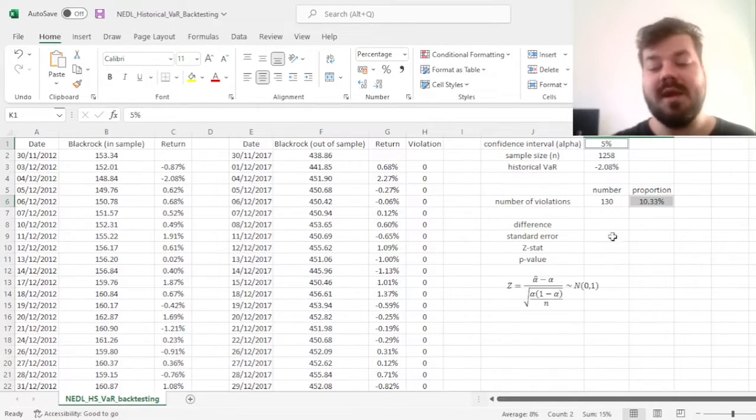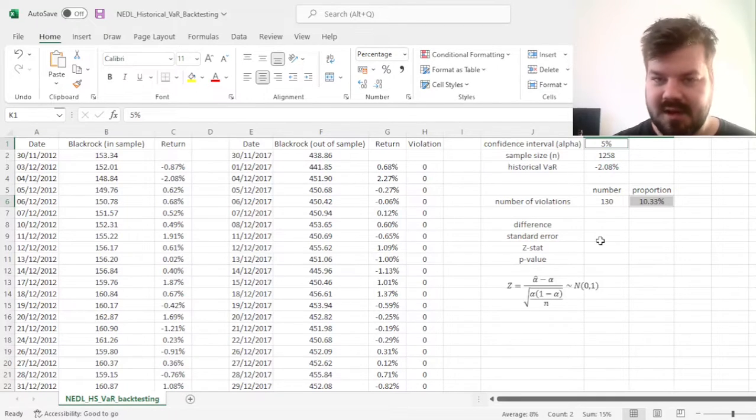And now we can use a standard coverage test, for example. Feel free to use Kupiec's likelihood ratio test as well if you like, and the results will be very similar, and we've got a video on Kupiec's test here.